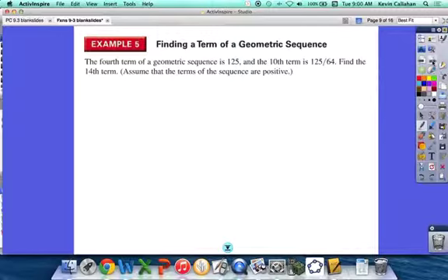Alrighty, well, let's see what we got, just to draw a picture of it in a way. The 4th term is 125. 4th term, 4, 5, 6, 7, 8, 9, 10. 10th term. So we know that this term is 125, and the 10th term is 125 over 64. We've got to find the 14th term.